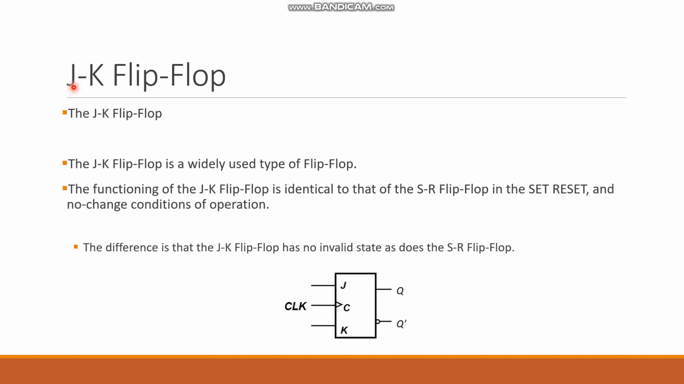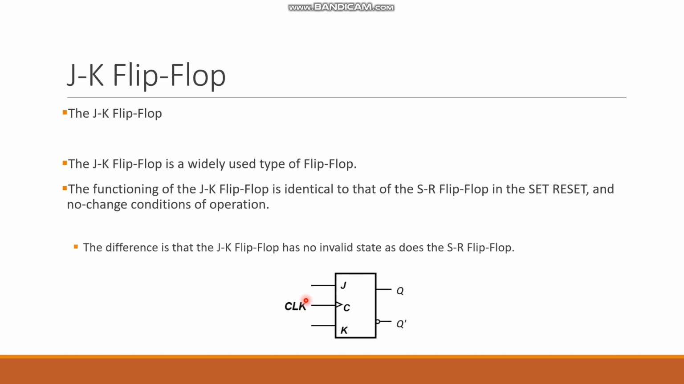So the third type of flip-flop is the JK flip-flop. The JK flip-flop is mostly the same as the SR flip-flop. It has no change at 0, 0. The output is going to be 1 whenever J is 1 and K is 0. The output is going to be 0 whenever J is 0 and K is 1.